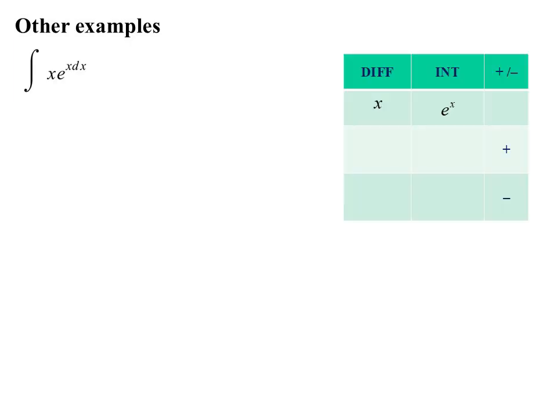Some other ones. So, x e to the x. Okay, polynomial. I'll differentiate it down to 0, and I can read my answer straight off. So I've got x e to the x minus e to the x. That's really good for those type of ones, where you've just got a polynomial times something that you can integrate.